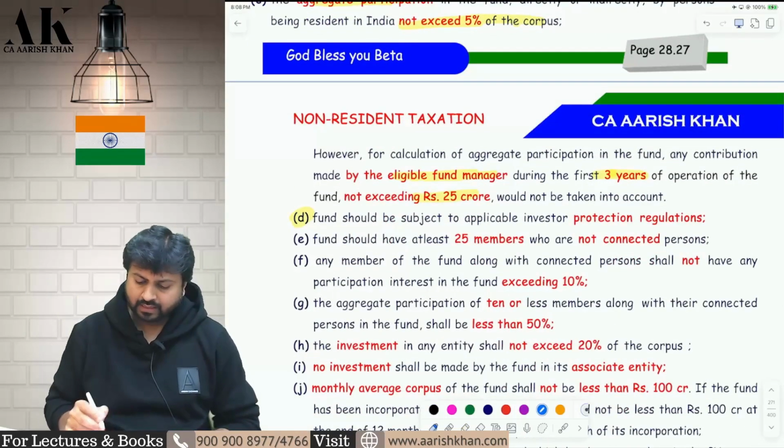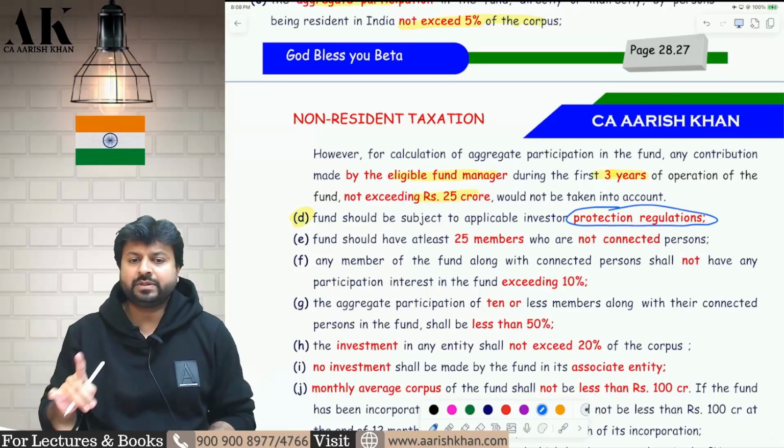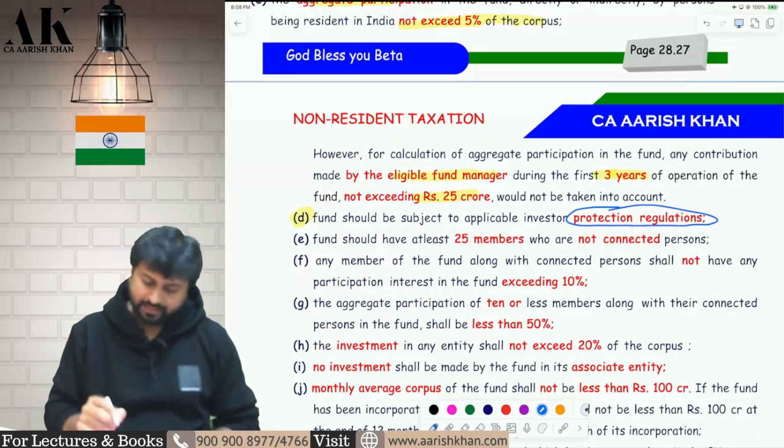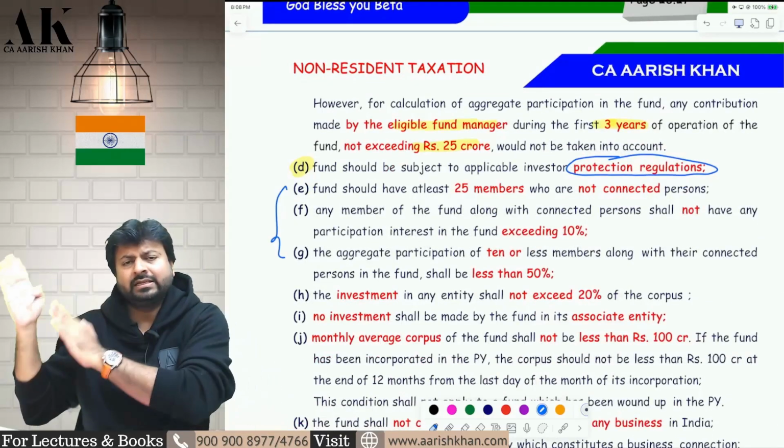Condition number D. The fund should be located in a country in which there is an investor protection regulation like SEBI. There should be someone to protect them like SEBI. Okay. Next, E, F, G. These 3 conditions are not applicable to some people. To whom it is not applicable, that we will see later.